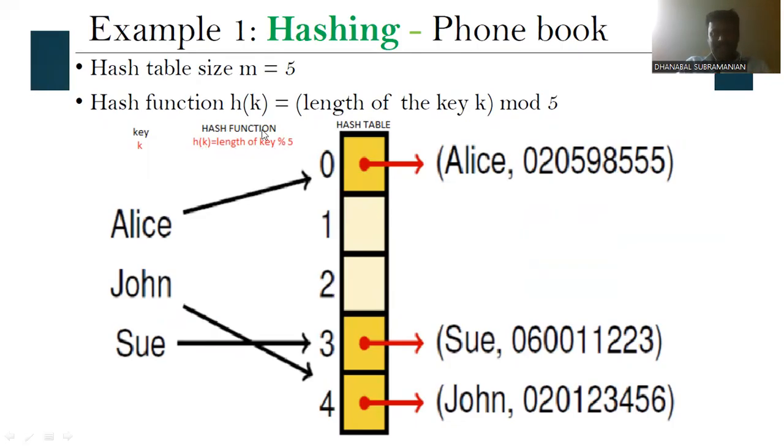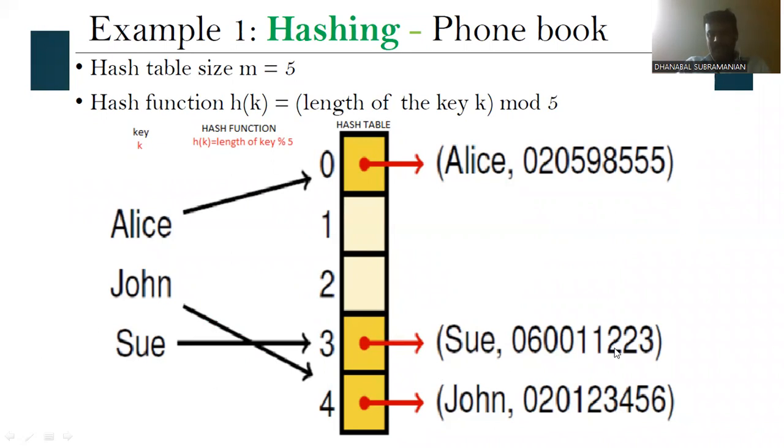Then, based on the remainder value, you can store the data in your computer memory location using the hash key value. Example, Alice's phone number is 020598555. Modulus of 5, the remainder value is 0. Then in the 0th location, you can store Alice's phone number. The next one is John. John's number is 020123456. Then the remainder value is 4. Based on the key value 4, you can store John's data in the 4th memory location.